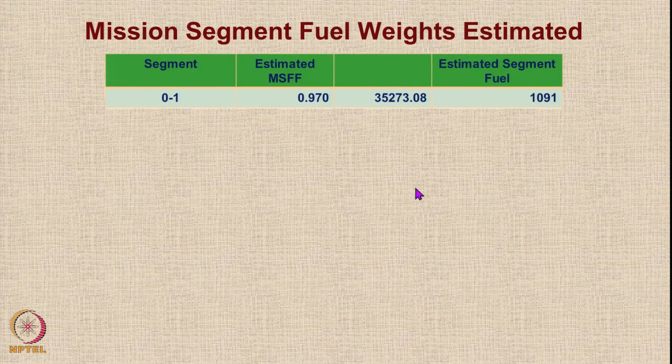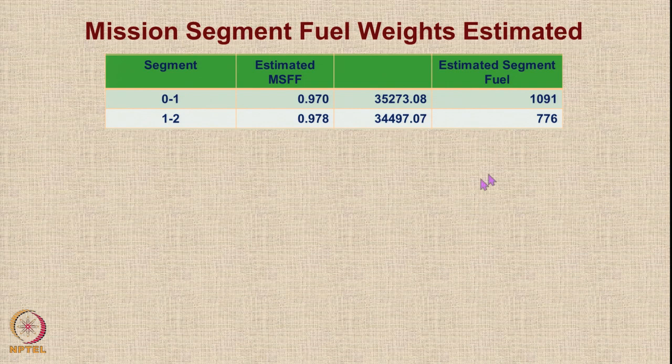So in the first segment, which is the warm up, taxi out and takeoff, around 1091 kilograms of fuel is gone. This is actually an overestimate, as we saw last time also. This number is normally very small, but for a military aircraft you might end up spending a large amount of fuel in warm up and taxi out, because you do have to spend a lot of time on the ground testing your systems before you actually go for a mission.